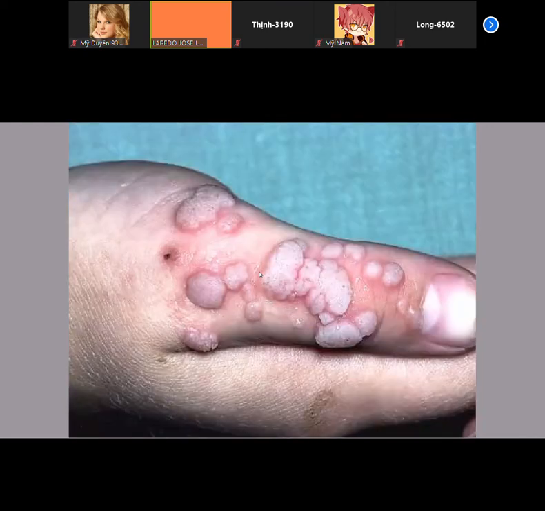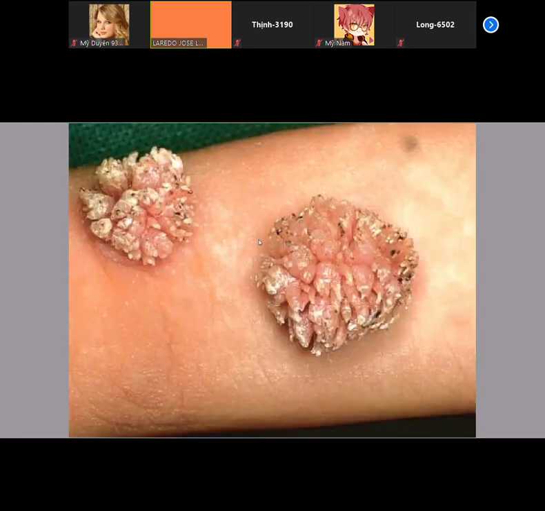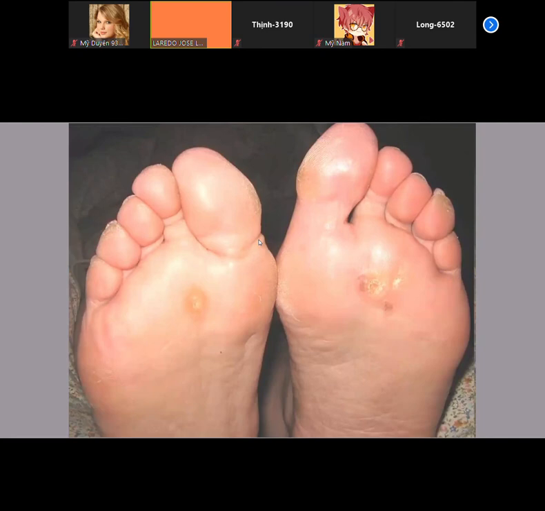This is much more common. Papillomaviruses, the common warts in the skin, very common. All the people have suffered. Or this one, very common in the fingers. This is the appearance when we look very close to them. And this location is also very common in the feet. Here, exactly here. And this location is painful.